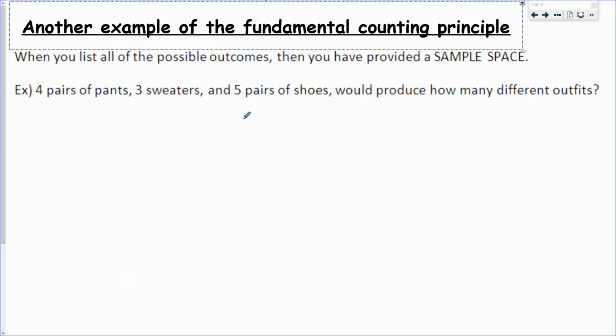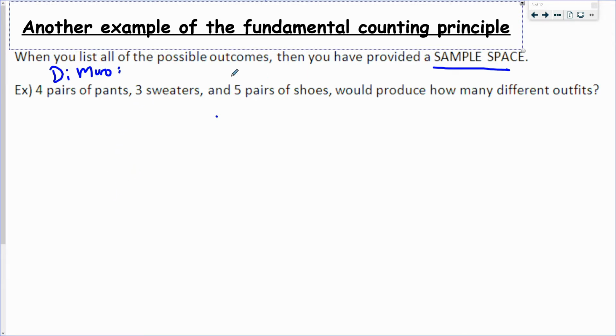All right, let's look at another example of the fundamental counting principle in action. Like I said, when you list all the possible outcomes, that's called a sample space. Let's say, this is basically me. I've got 4 pairs of pants, 3 sweaters, and 5 pairs of shoes. How many different outfits can I make?